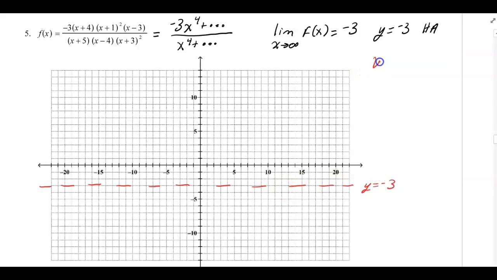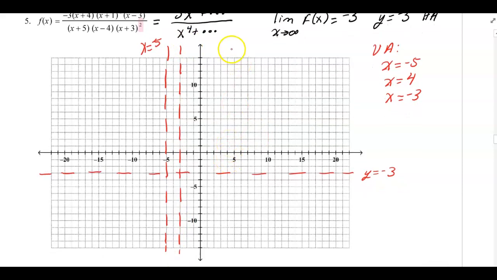The vertical asymptotes, I'm going to get those from the denominator. So x equals -5, x equals 4, x equals -3. The multiplicity on this factor, x plus 3, is 2, so they're both going in the same direction. I may use that later on. So I'm going to draw the vertical asymptotes. We've got x equals -5. Then I have x equals -3. And then I have x equals 4.